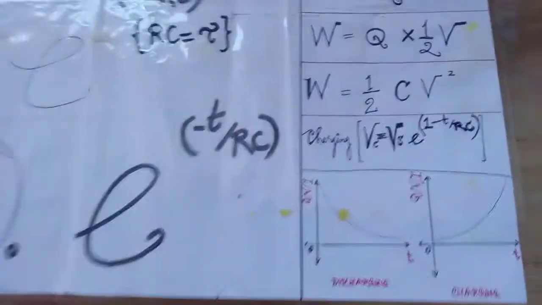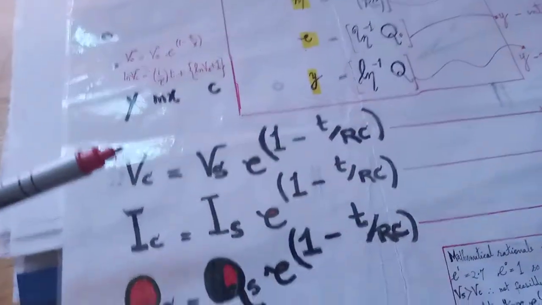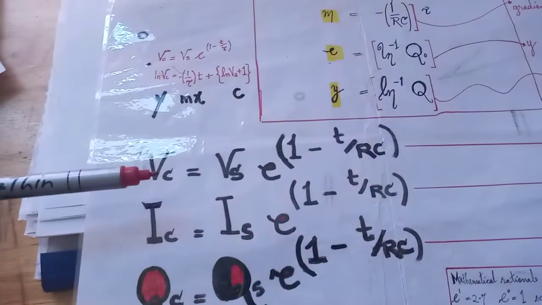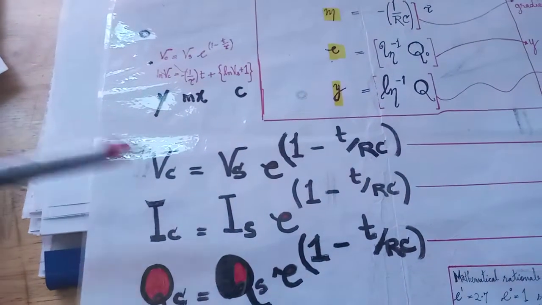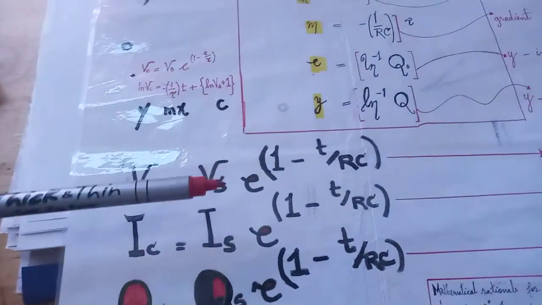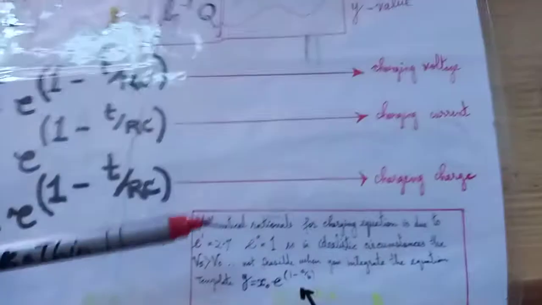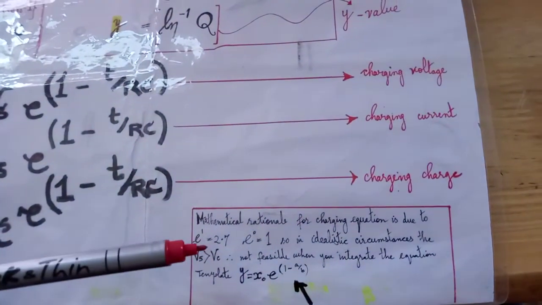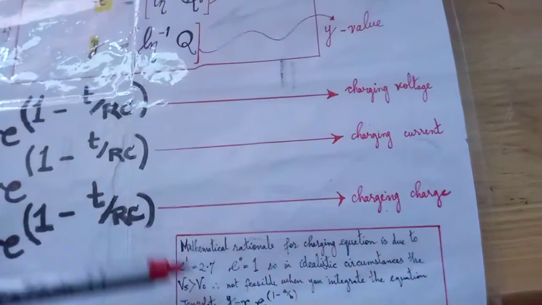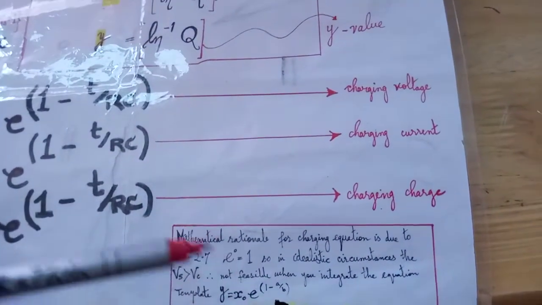And now we come to charging and discharging again. Now that we've understood discharging and its equations, we'll discuss the charging aspect. When you're charging, it's a little bit more complex. The voltage of the capacitor equals the supplied voltage times 1 minus e to the power of minus T over RC. Why? Because the mathematical rationale for the charging equation is due to e's value, e to the power of 1 being 2.7 and e to the power of nil not being 1.